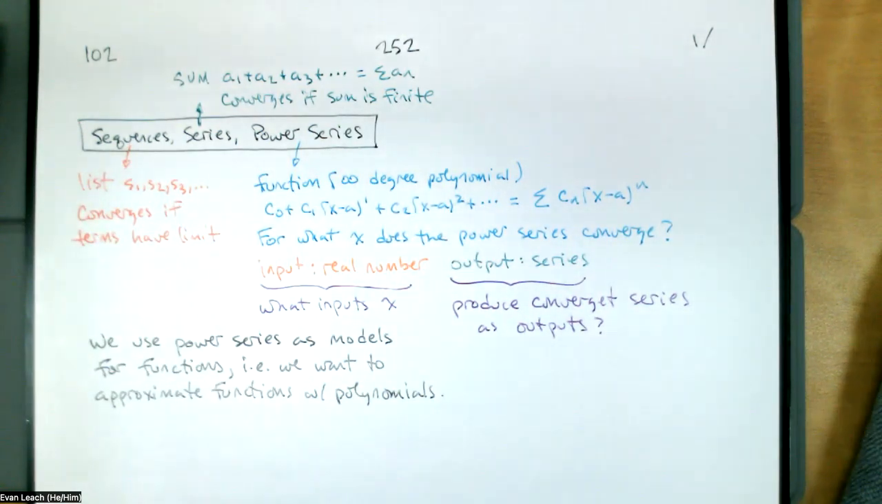The power series has the form of a polynomial, but it has infinite degree. It goes on too long. So at a certain point, we want to stop writing terms for our power series and use that as a model for our function. We want to understand this process better.